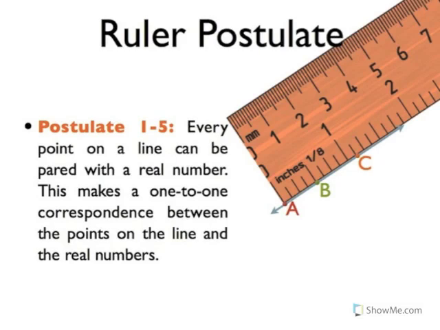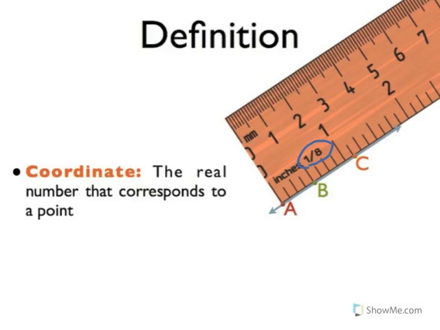As you can see here, each of the points A, B, and C align to a specific tick mark on the ruler. And you can also see on the ruler that each tick mark represents 1/8 of an inch. That is what is meant by a one-to-one correspondence between the points on a line and the real numbers. The 1/8 inch comes in handy when talking about coordinates.